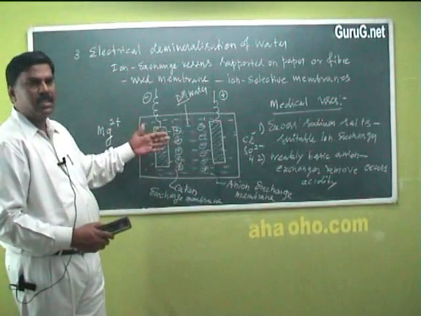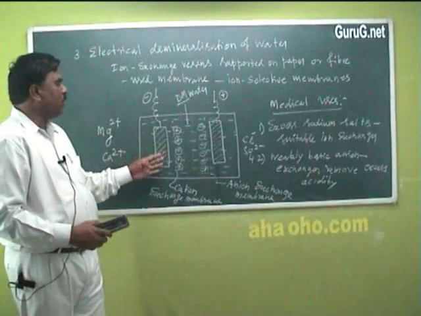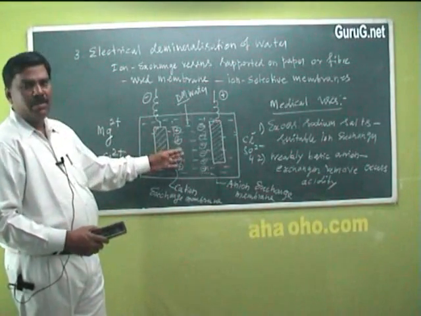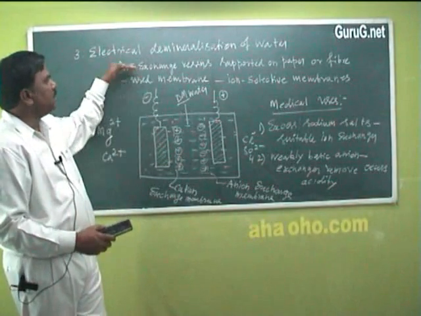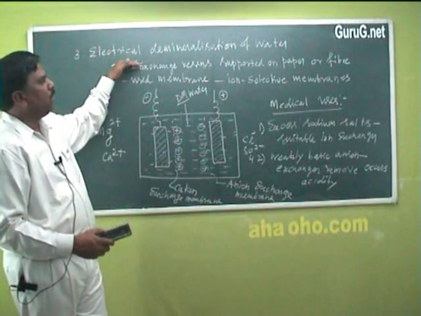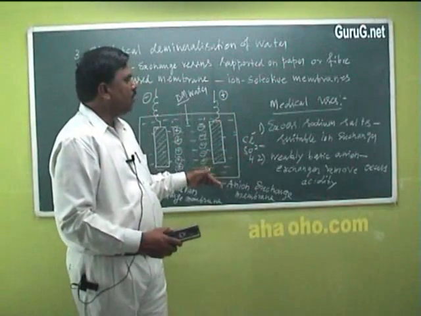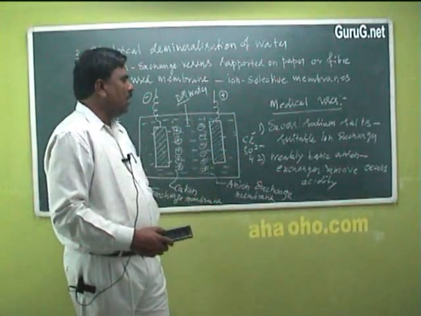That will speed up the removal of ions, that is cations and anions, present in the water. So this is the electrical demineralization of water using these ion selective membranes. So what is the application of ion exchangers for this?